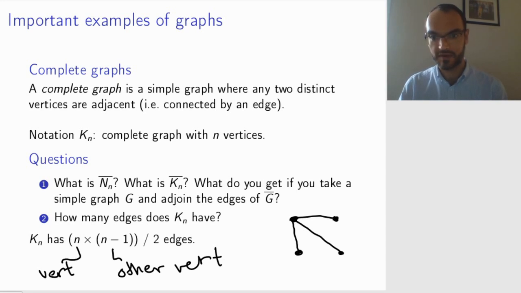So for example, from this vertex, I have an edge here, and an edge back to the first vertex, but I already had this edge. So because each edge has 2 endpoints, I'm dividing by 2. So the number of edges in Kn is n times n minus 1, altogether divided by 2.